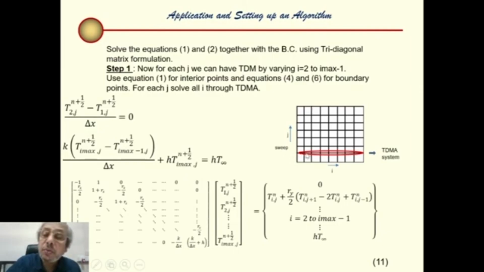For j equal to 2, if we work on this tridiagonal matrix, we will see everything is known and we'll be able to find the values at all points in this row. Similarly, j equal to 3 will give all the temperature values in the next row. So for each row, we need a tridiagonal matrix, and j will take care of the variation of rows. j will run from 2 to j max minus 1, and for each tridiagonal matrix, I will run from 2 to I max minus 1.